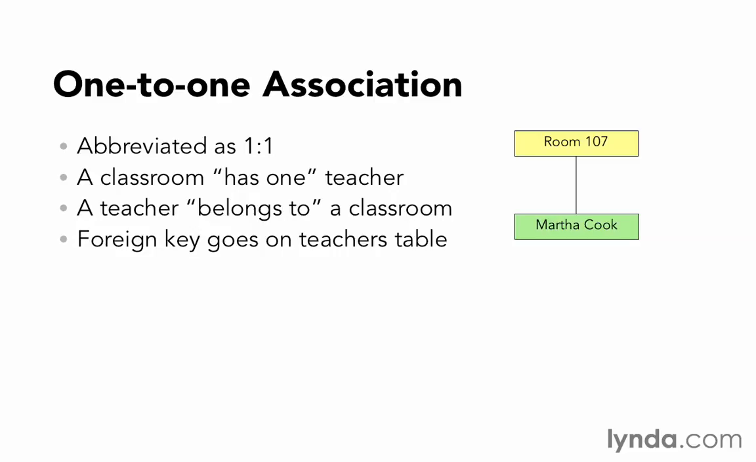The key point is that one of these two items has to have a foreign key, and it's going to go on the one that belongs to the other one. That one is the child record, and that's where the foreign key always goes, on the belongs to side of the equation. The second relationship type that we have is one-to-many.